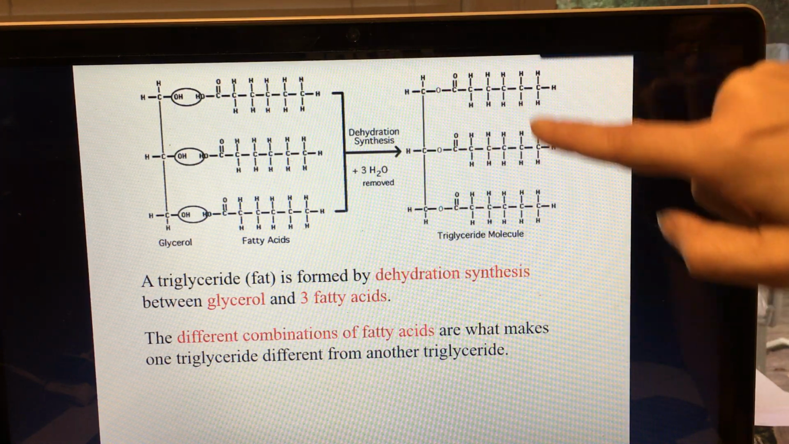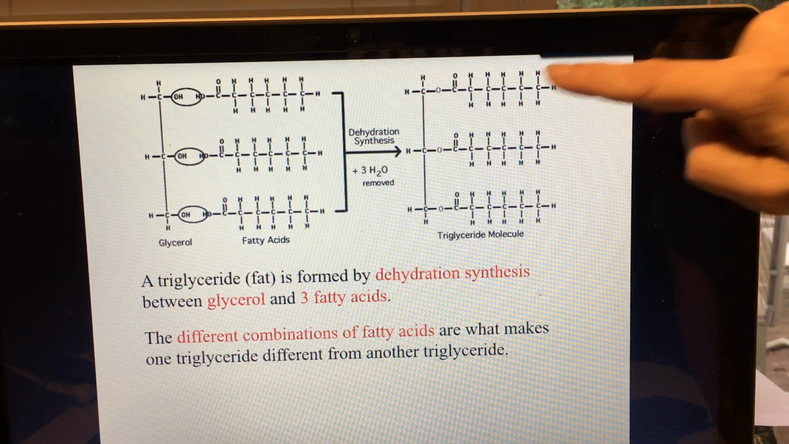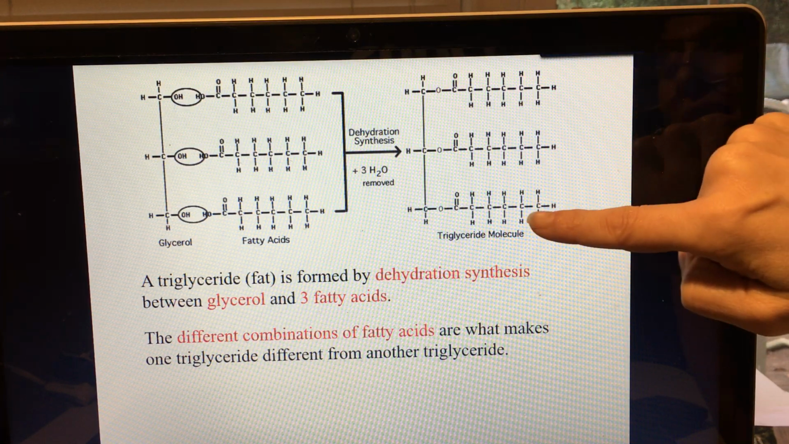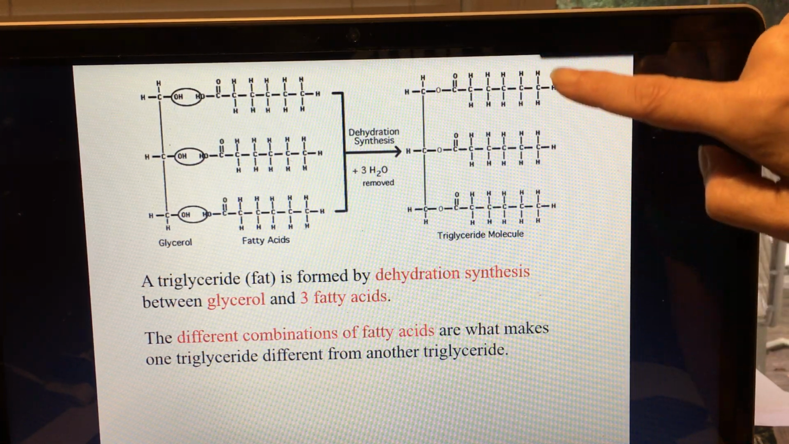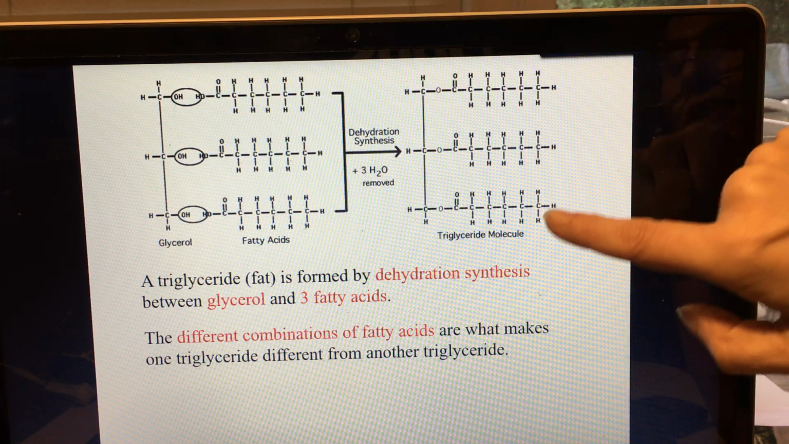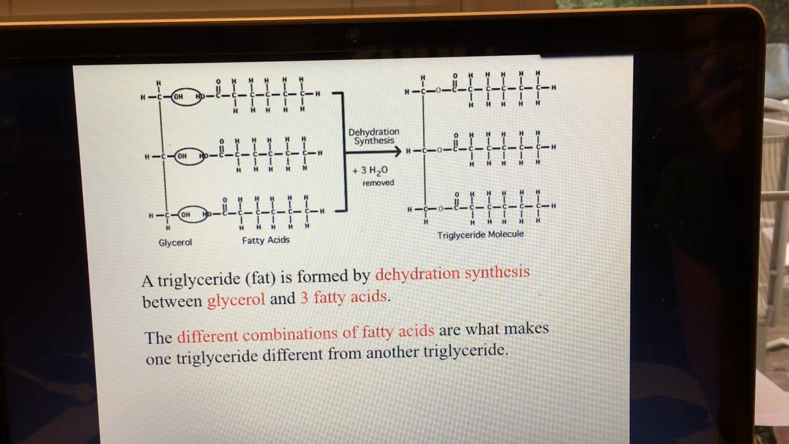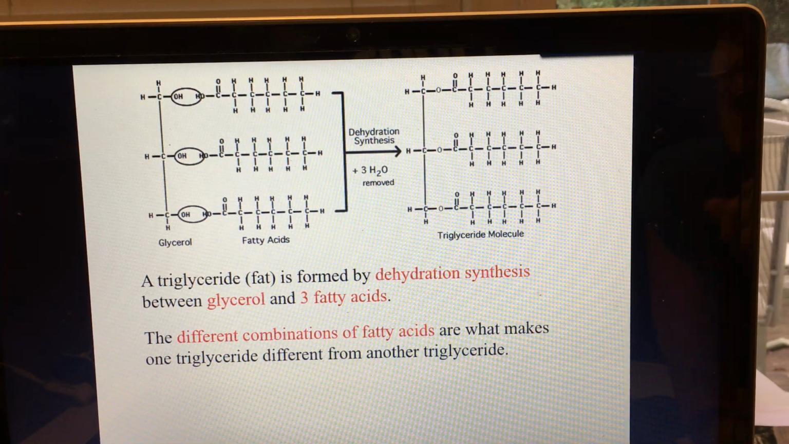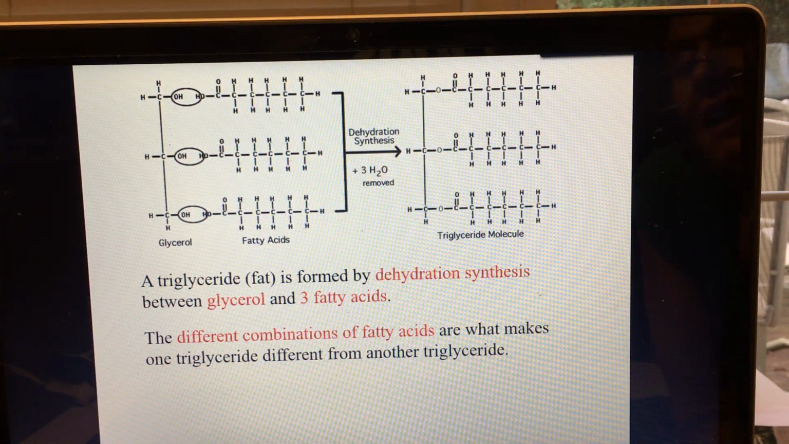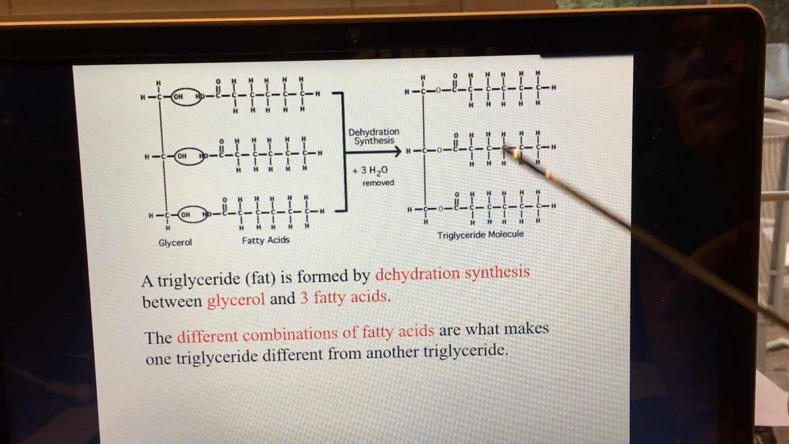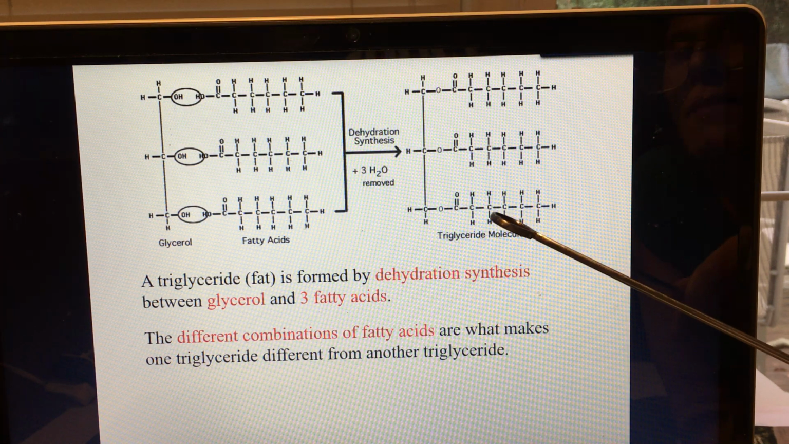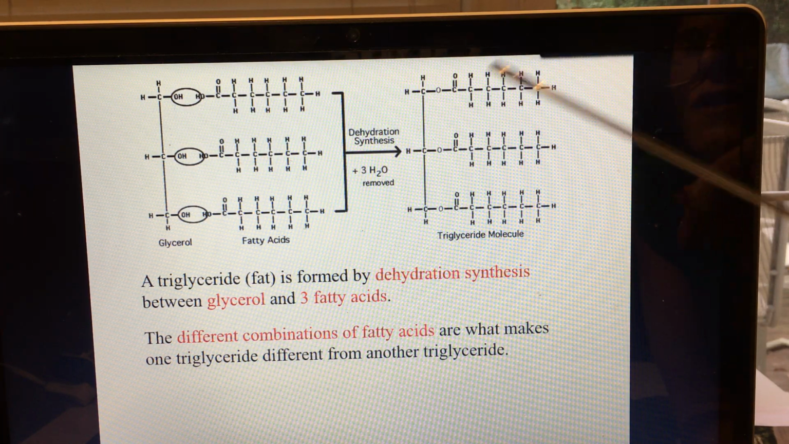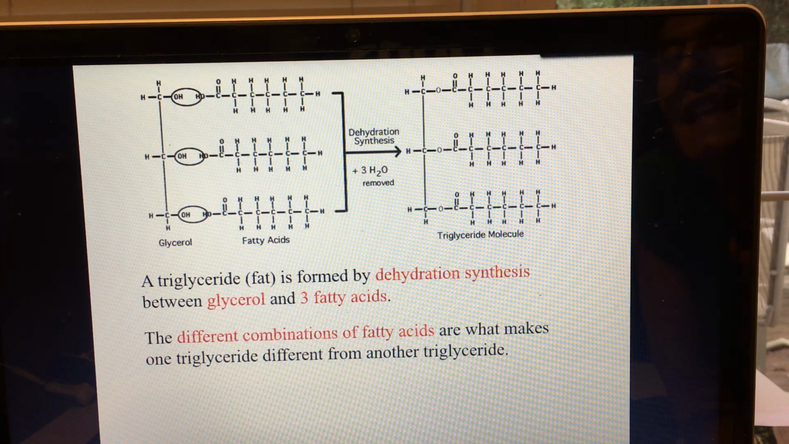So what makes one fat different from another fat is the different combinations of fatty acids. So you always have a glycerol and 3 fatty acids. That doesn't change. But what changes is the length of these hydrocarbon chains. And of course, in order to fit on the screen, these are significantly shorter than real molecules would be. The hydrocarbon chains are typically significantly longer than that, but for the sake of making a diagram that will fit on a screen or in a textbook, they had to shorten them. Sometimes they have double and triple bonds in them, sometimes all the bonds between carbons are single, and there's a very large variety of fatty acids that can be in a fat.